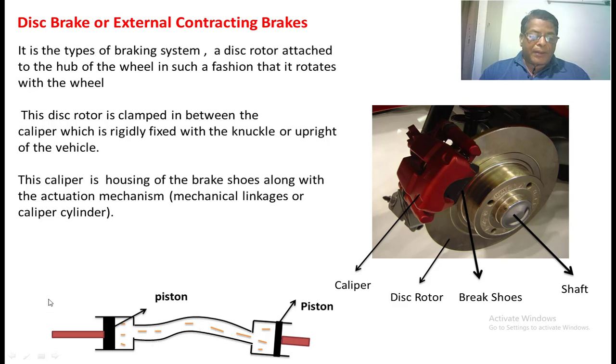So whenever we apply force at this point, it is transmitted to this piston because of the compressed fluid. So some force is obtained here, which is applied at the brake shoes. The brake shoes are pressed on the disc so that some amount of friction occurs. Because of friction, the speed of the vehicle decreases. This arrangement is nothing but a hydraulic operated system.